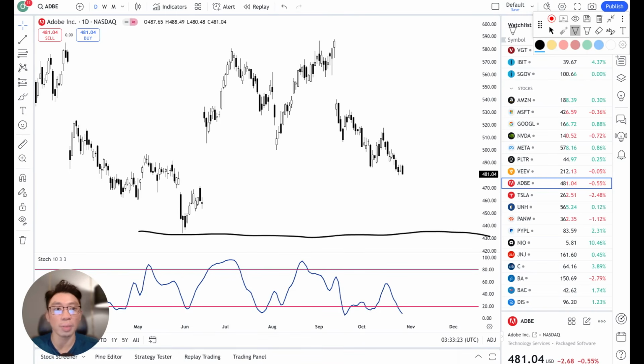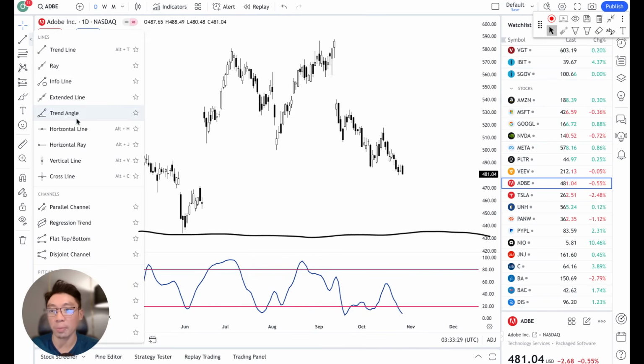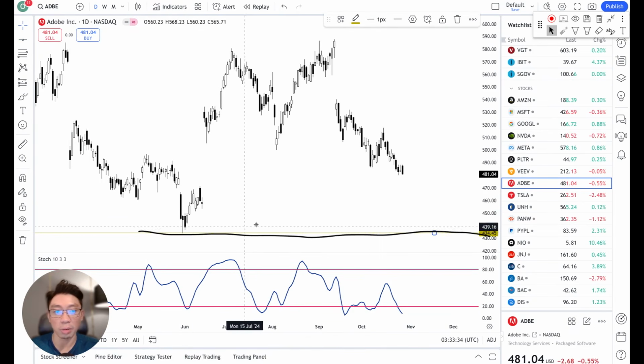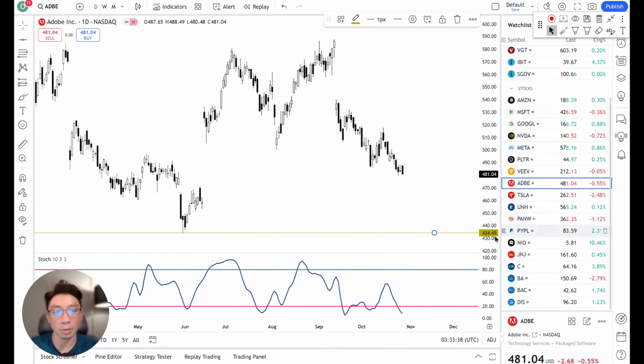Now, if you want it to be much more accurate, of course, do not use these drawings, right? These drawings are just to illustrate for you. If you want to make it more accurate, use the horizontal line and then put it somewhere around here, right? So as you can see, let me just quickly remove the drawing so you are able to see. So it's around 435, right? So we want to have the short put strike below there.